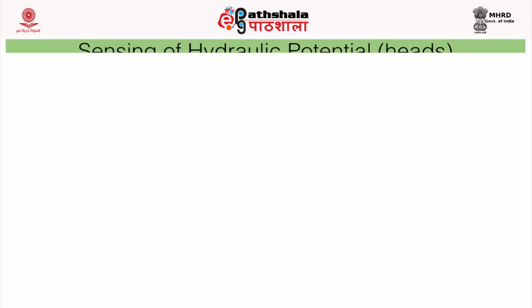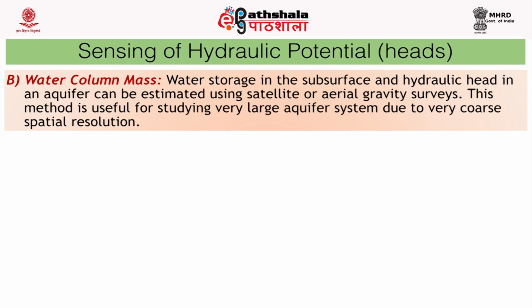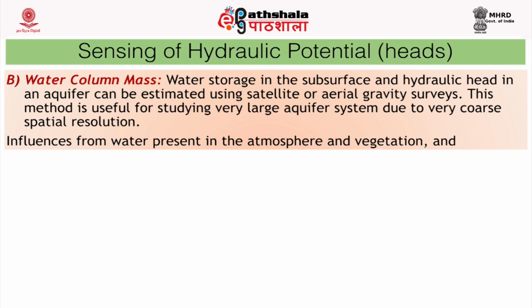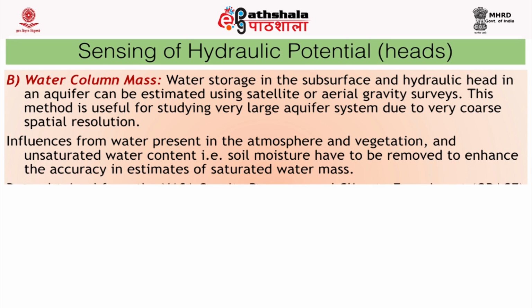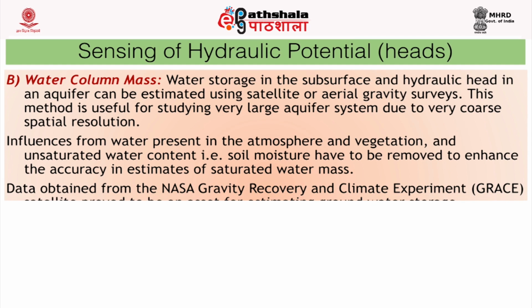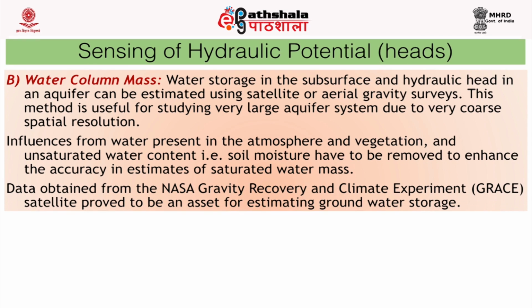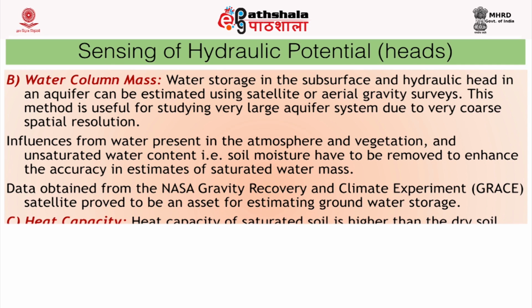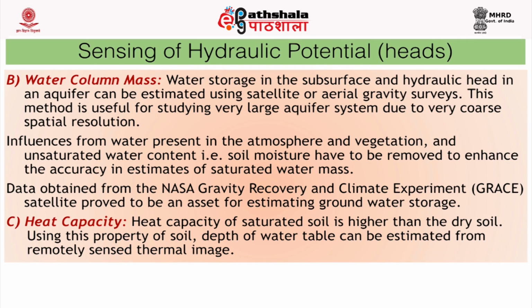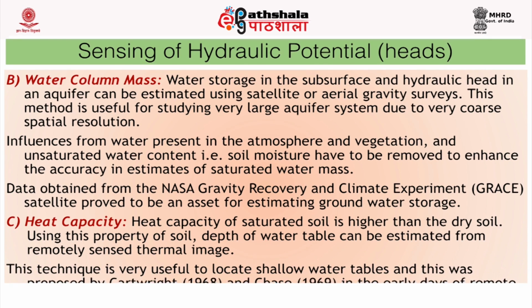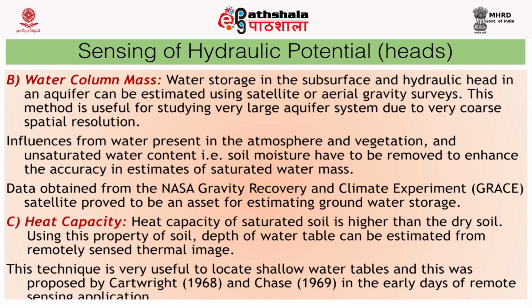So the second parameter is water column mass. Water storage in the subsurface and hydraulic head in an aquifer can be estimated using satellite or aerial gravity surveys. This method is useful for studying very large aquifer systems due to its very coarse spatial resolution. Influence from water present in the atmosphere and vegetation, and unsaturated water content, that is soil moisture, has to be removed to enhance the accuracy in the estimate of saturated water mass.